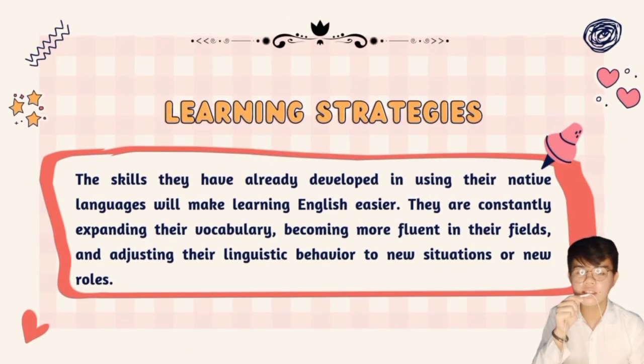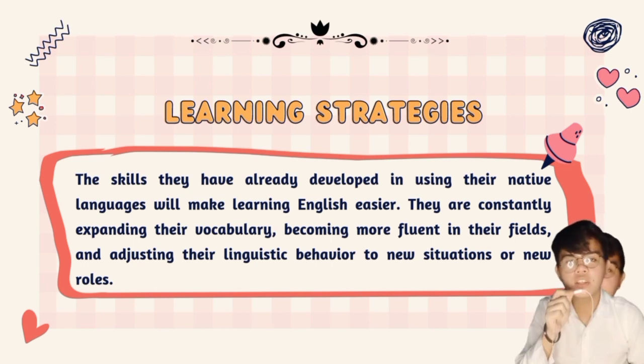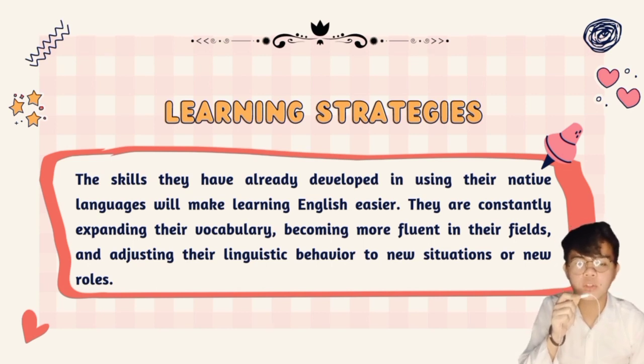The skills they have already developed in using their native languages will make learning English easier. They are constantly expanding their vocabulary, becoming more fluent in their fields, and adjusting their linguistic behavior to new situations or new roles. Strategies include metacognitive, affective, and social strategies. Metacognitive strategies include manipulating language, knowledge, and cognitive functions in language learning, and are used through organizing, planning, and evaluating one's learning process.